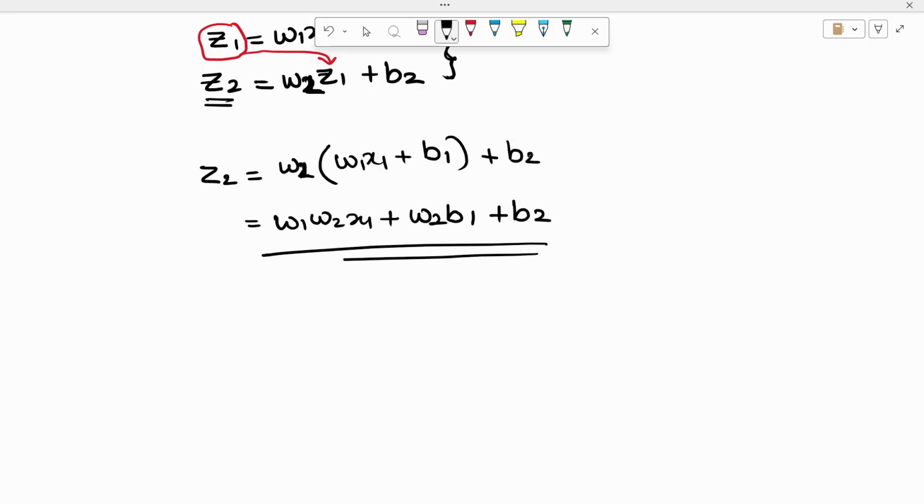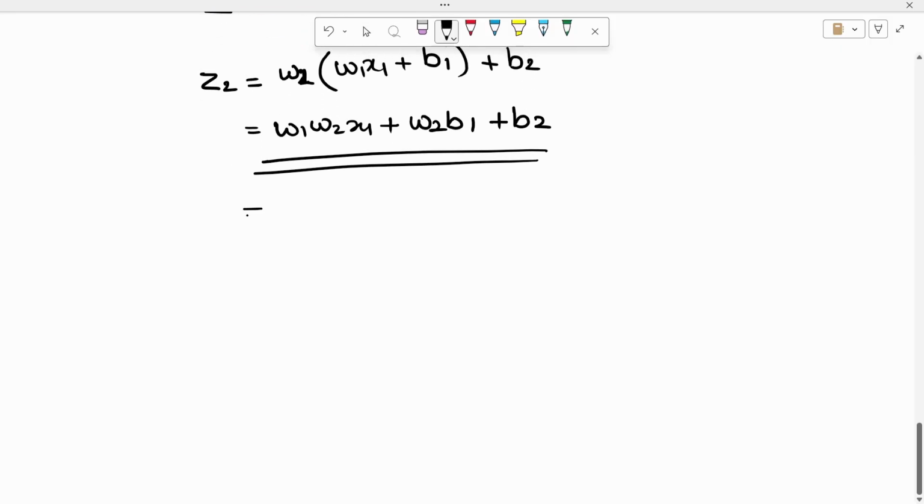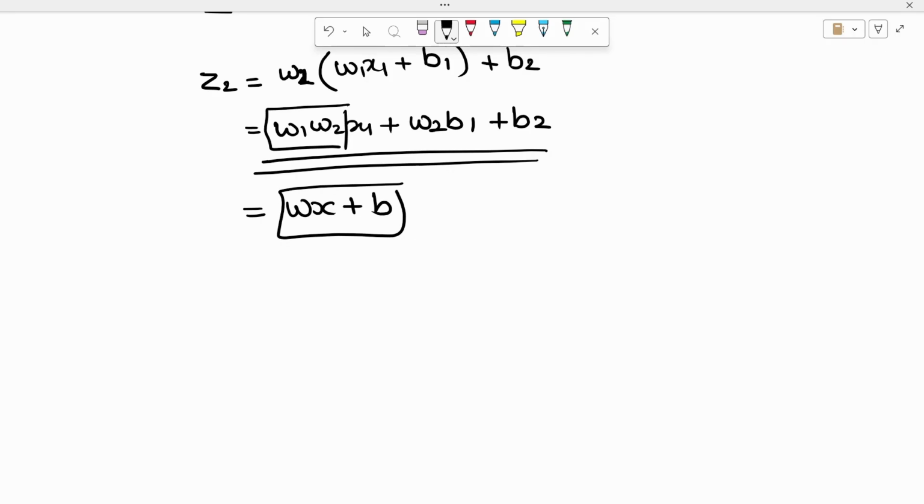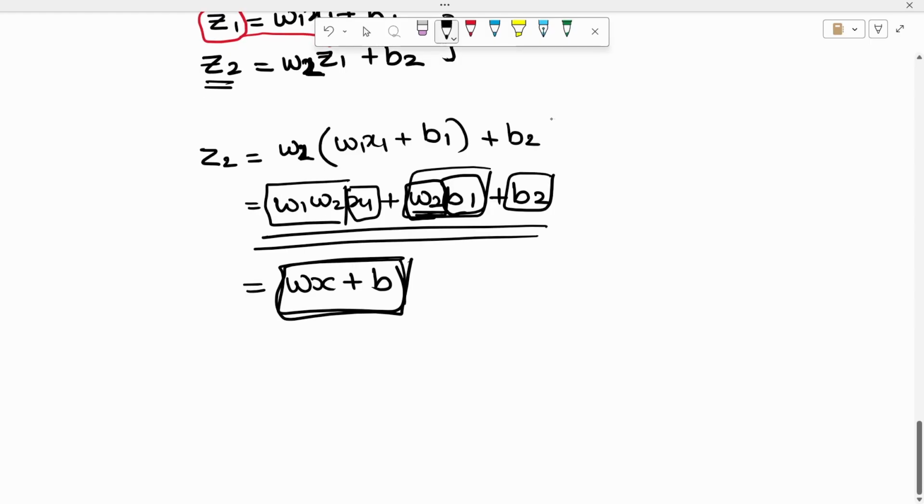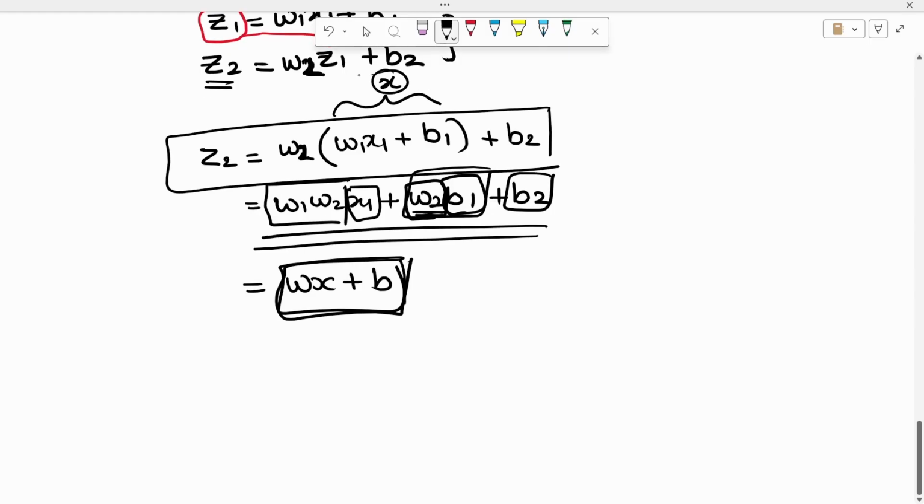If you take a look at this equation right here, this is still in the form of Wx plus B. W1 W2 are the weights, x1 is the input, B1 is a constant term, so W2 B1 will become a constant, and B2 is also a constant. So it still is in the form of Wx plus B. Or if you take a look at this equation, it is much easier because you can think of this whole term as a big X.